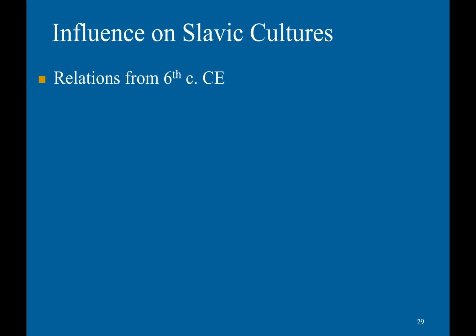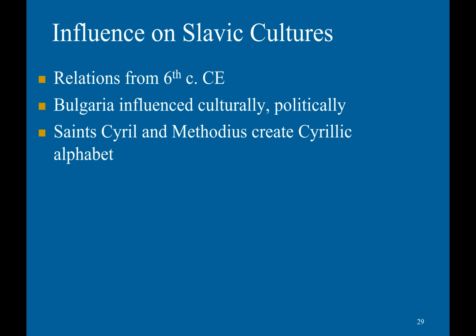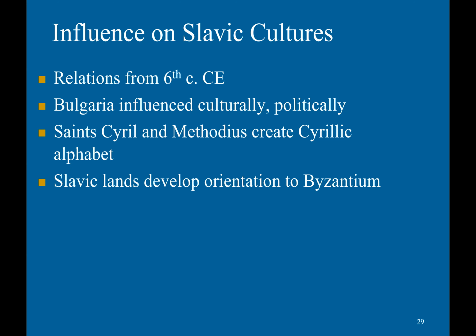Now, Byzantine culture, despite the fact that Constantinople would fall in 1453, would have tremendous effects on the Slavic people, with the relations beginning in the 6th century CE. Bulgaria was influenced culturally and politically, and Saints Cyril and Methodius create a Cyrillic alphabet based on a combination of Greek and a little bit of the local Slavic languages for the Slavs to learn. The Slavs adopted it as their language, and as a result, these lands develop an orientation to Byzantium.